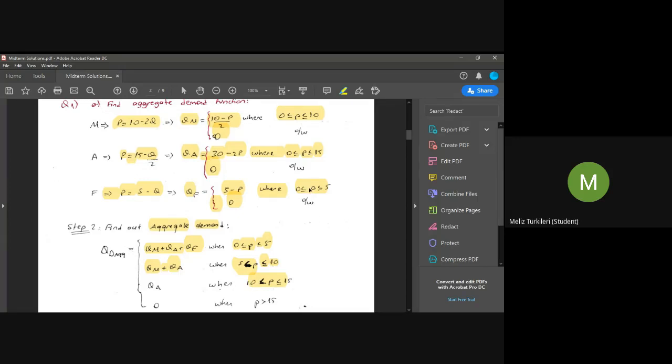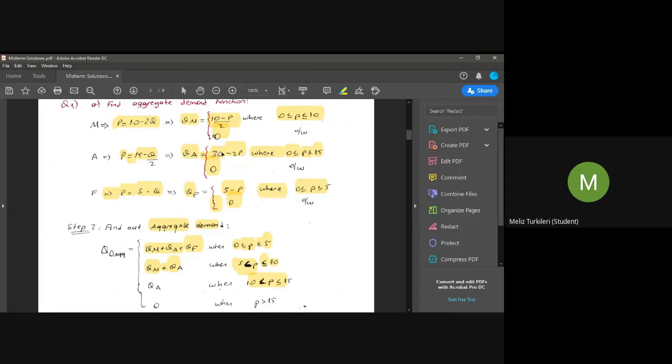Again, if the price is higher than the 10, we have 0 demand for the third person. Okay, I'm sorry. If the price is higher than the 10, again, we have 0 demand for the first consumer. Then the only demand that we have to consider is the demand of the second consumer.